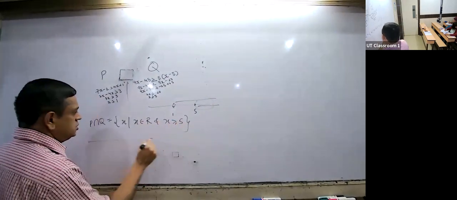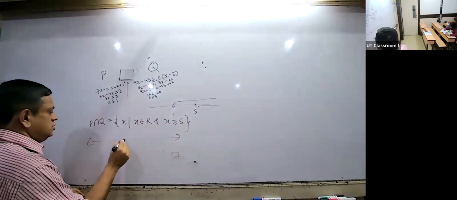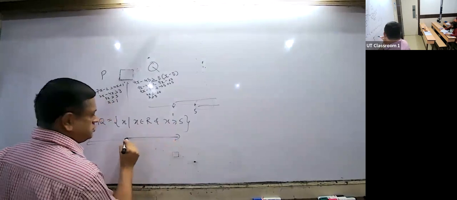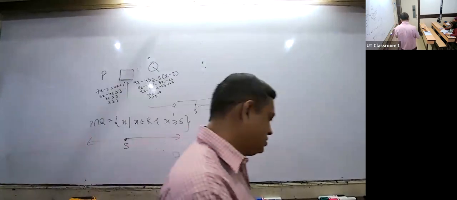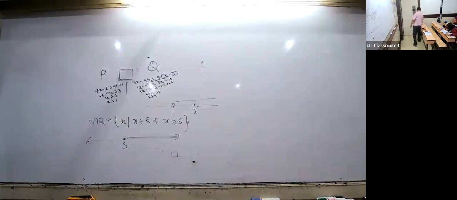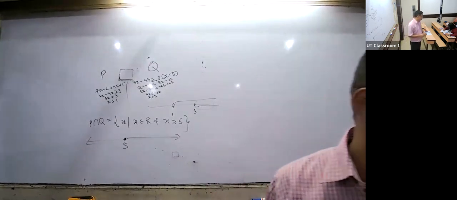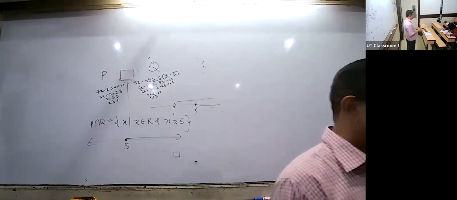Number line: 5 to infinity. Okay, yes sir, done. Next one.